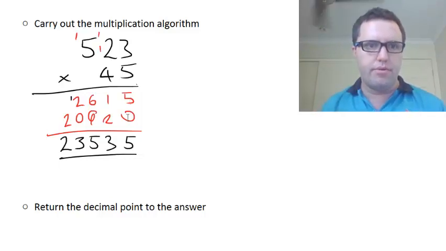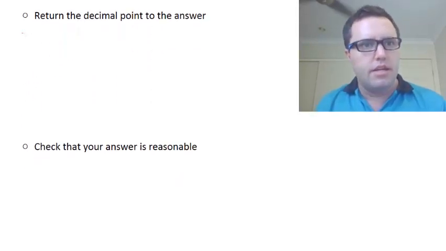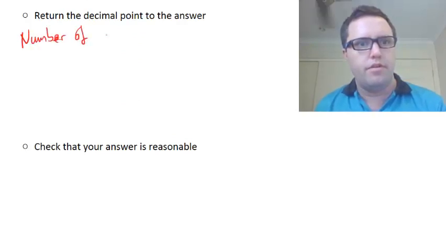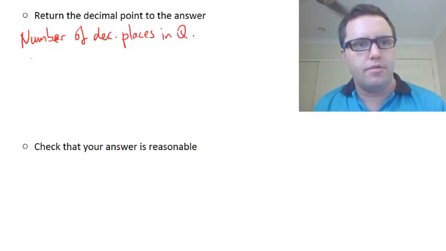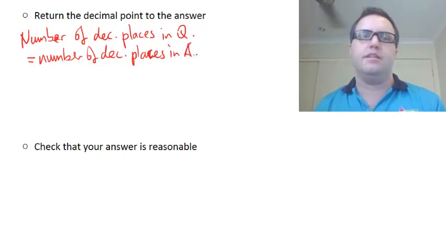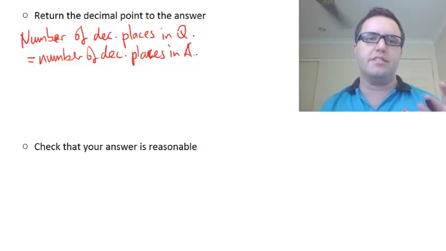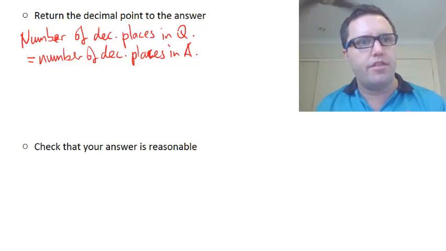Okay, so it's very important that the number of decimal places in the question equals the number of decimal places in the answer. Super simple, but easy to forget. So the number of decimal places in the question is the number of decimal places in the answer. So remember, we ended up with 23,535.